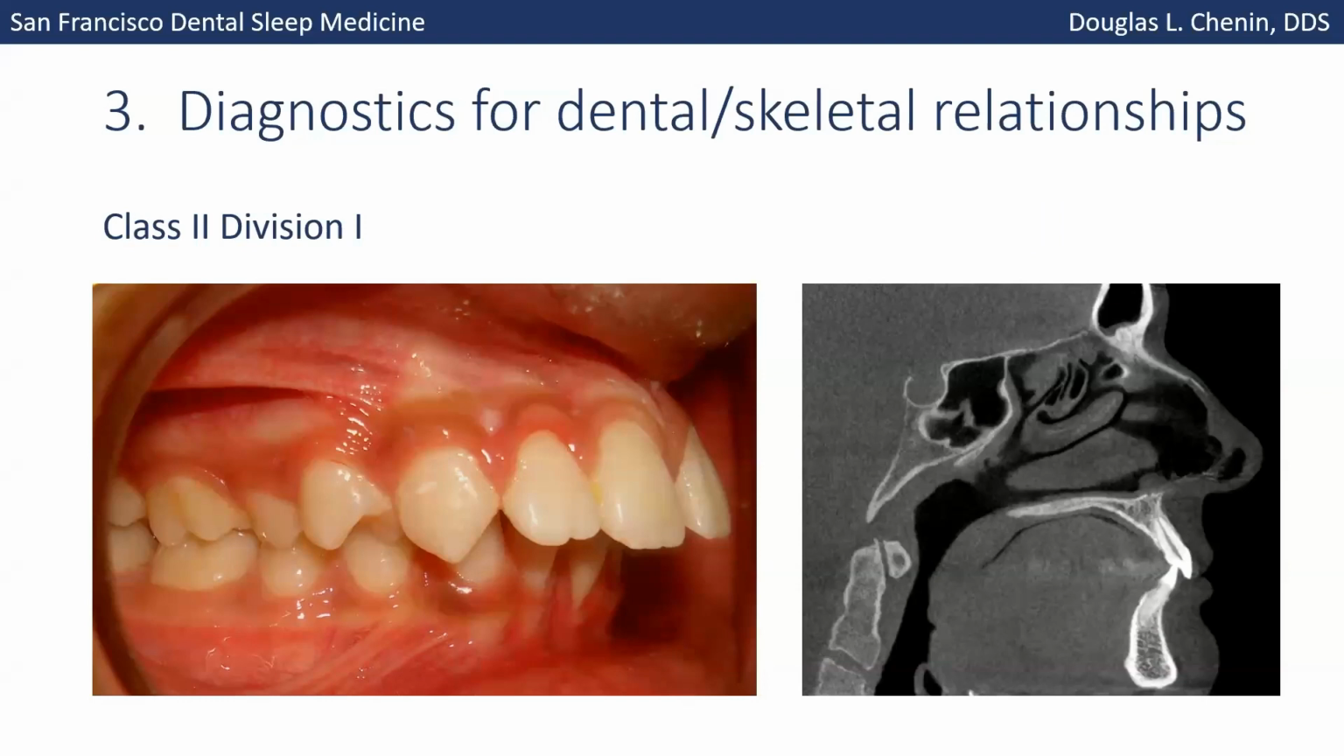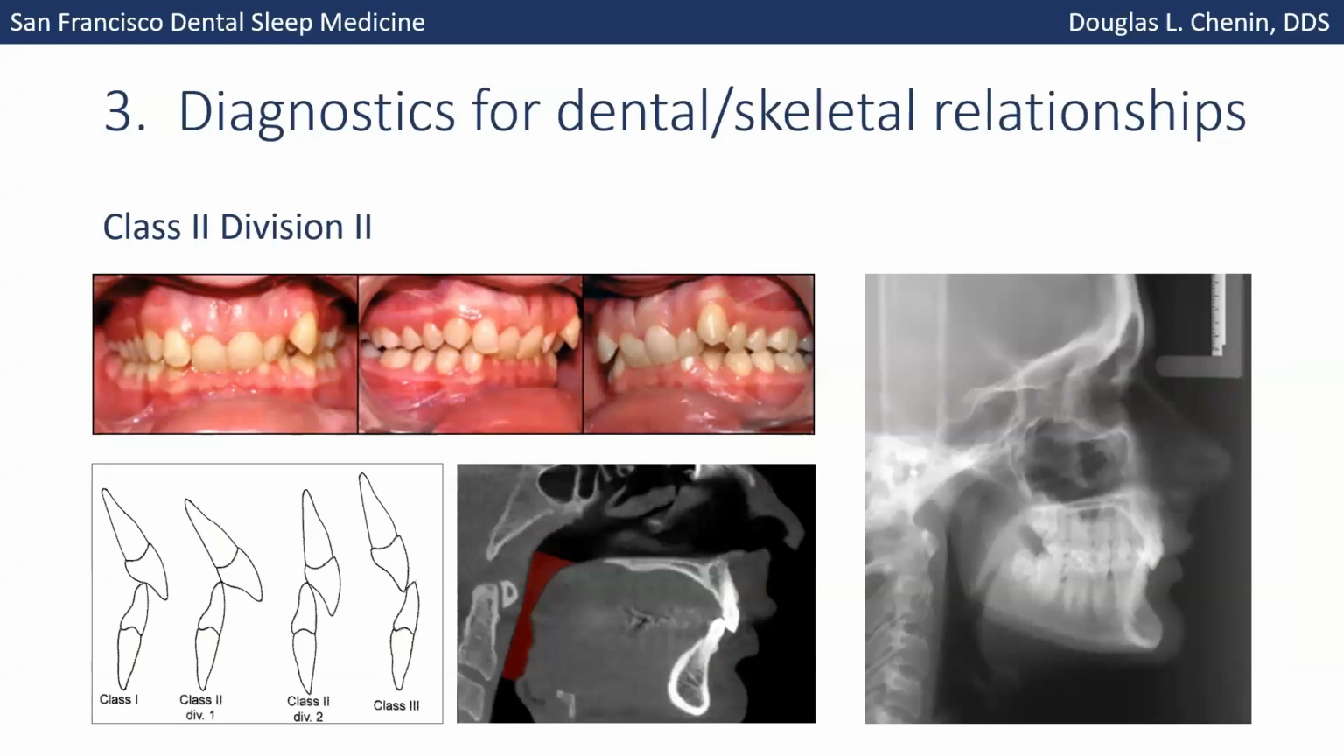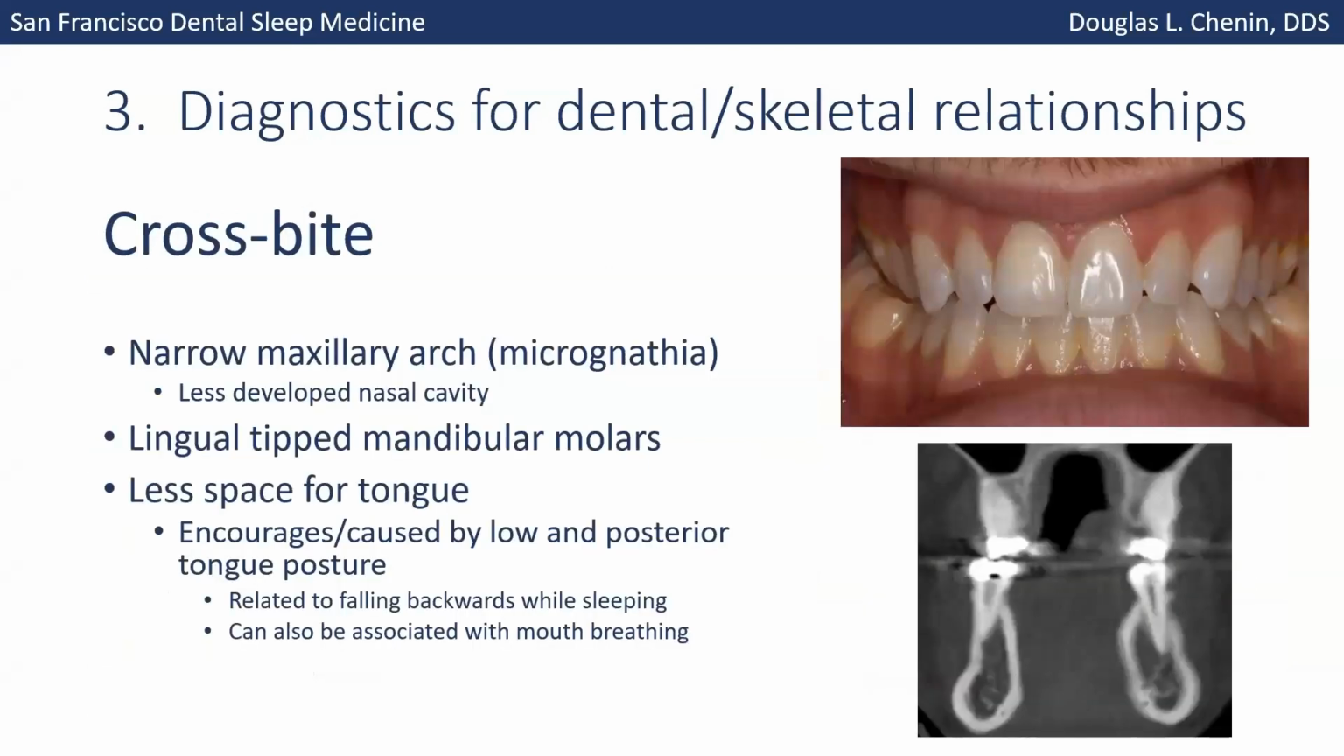Of course, there's the clear ones, which clinically you can see, and then you're going to see it in the cone beam. But there's a lot of cases that look good clinically, but then when we do the cone beam, it's very clear that the mandible is retrognathic, or the maxilla. The maxilla is often a problem in these cases. Crossbite comes up all the time.